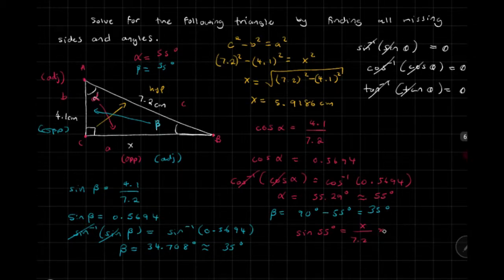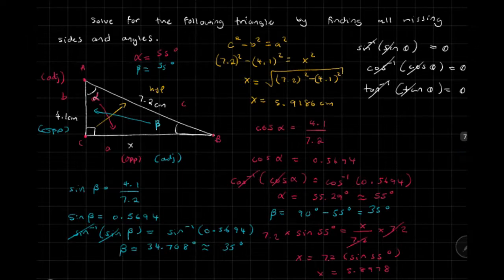If I want to solve for x, I'm going to multiply 7.2 to both sides, and it cancels out. X is equal to 7.2 times sine 55 degrees, and in this case x is going to be equal to about 5.8978, right? You can notice that it's very close. Like this is going to be 5.9, this is going to be 5.9, right?